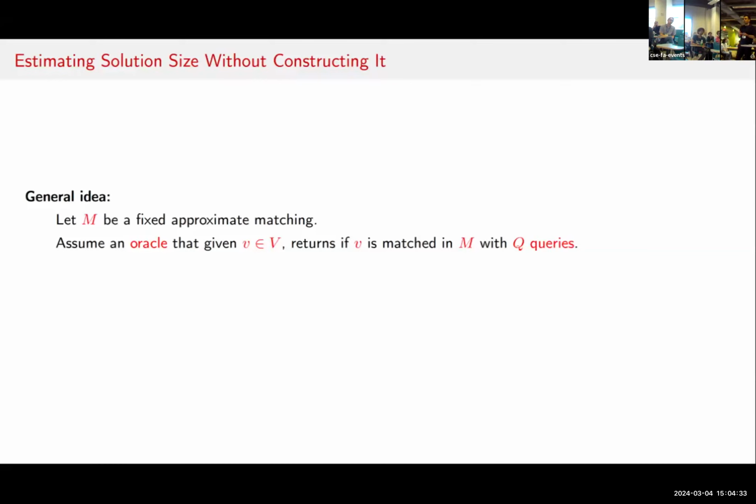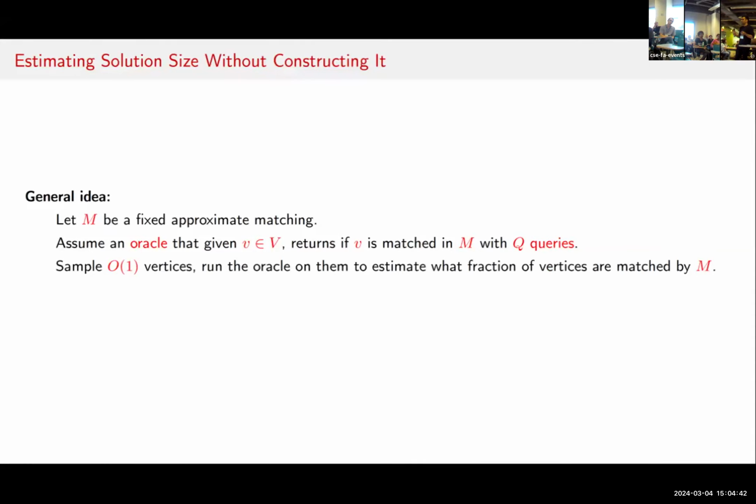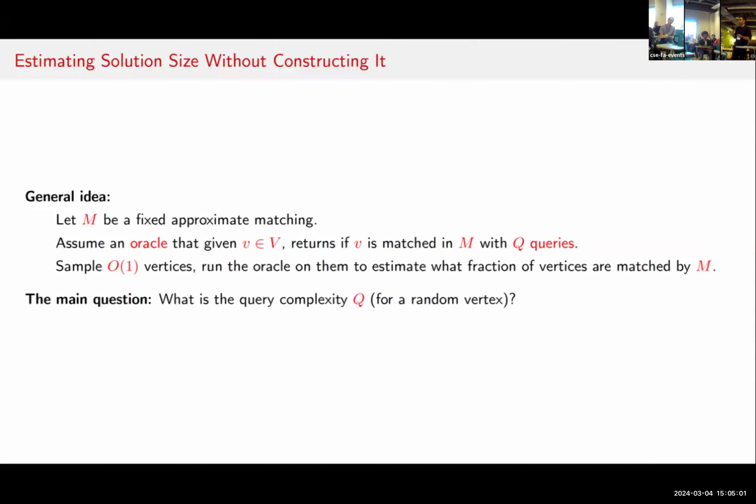Okay. So if we have such an oracle that ideally does this without constructing the whole matching, the way we can use it is we can run this oracle on some random constant number of vertices, look at what fraction of them get matched, and use that as a proxy for the fraction of vertices in the whole graph that are matched. Okay, so the question is, what's the query complexity of the oracle for a given random vertex? So we pick a random vertex, how much time does it take to verify if it is matched or not by this matching M? And this also depends on the choice of the matching M, which matching we fix, and how the oracle works. So these are the things we have to fix to answer this question.